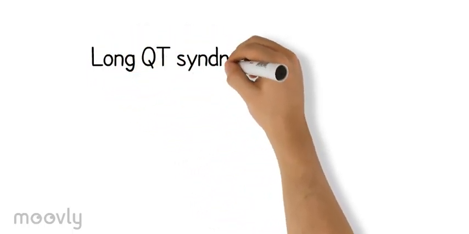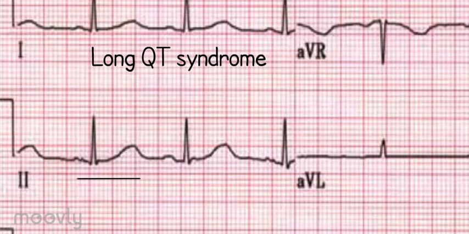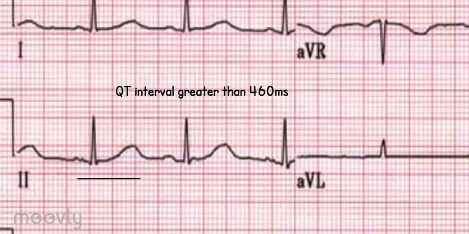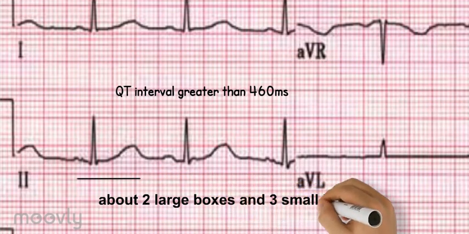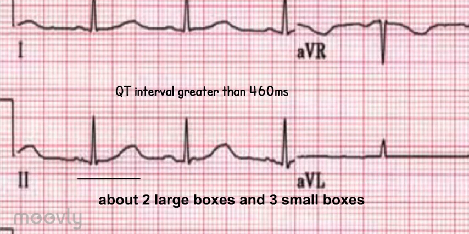Long QT syndrome is one of the many heart defects that can be diagnosed using an ECG trace. Individuals with long QT syndrome have QT intervals that are greater than 460 milliseconds. The case on our screen is one of an individual whose QT interval is 2 large boxes and 3 small boxes. We know that 1 large box is 200 milliseconds. 1 small box is 40 milliseconds. Since this individual has a QT interval of 520 milliseconds, this individual can be said to have long QT syndrome.